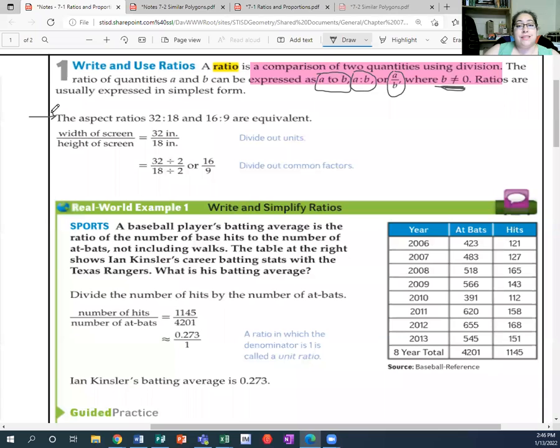We use ratios in things called aspect ratios. That's like the ratio of this YouTube screen that you'd be watching this on later, or if you're watching the recording, it's the width of the screen divided by the height of the screen. So this aspect ratio 32 to 18 is the same as 16 to 9, because if I write 32 to 18 as a fraction, I get 32 over 18. Both are even, so I can divide out the common factor of 2, and I get 16 over 9.